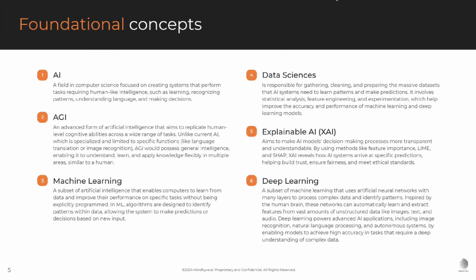So I very simply explain foundational concepts in AI as being a field in computer sciences, focusing on creating systems that perform tasks that require human-like intelligence. Remember, I didn't say human intelligence, human-like. It's artificial, such as learning, recognizing patterns, understanding language, and making decisions.